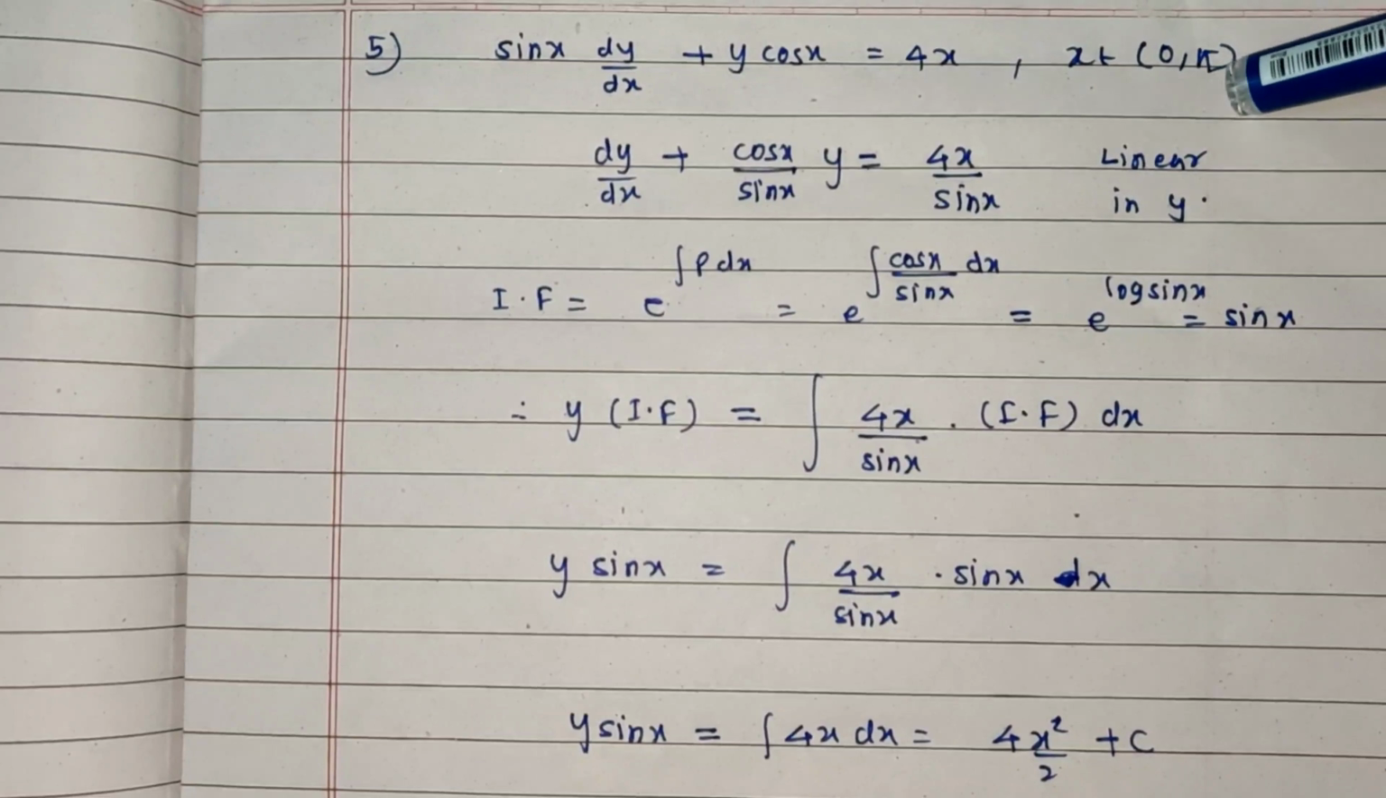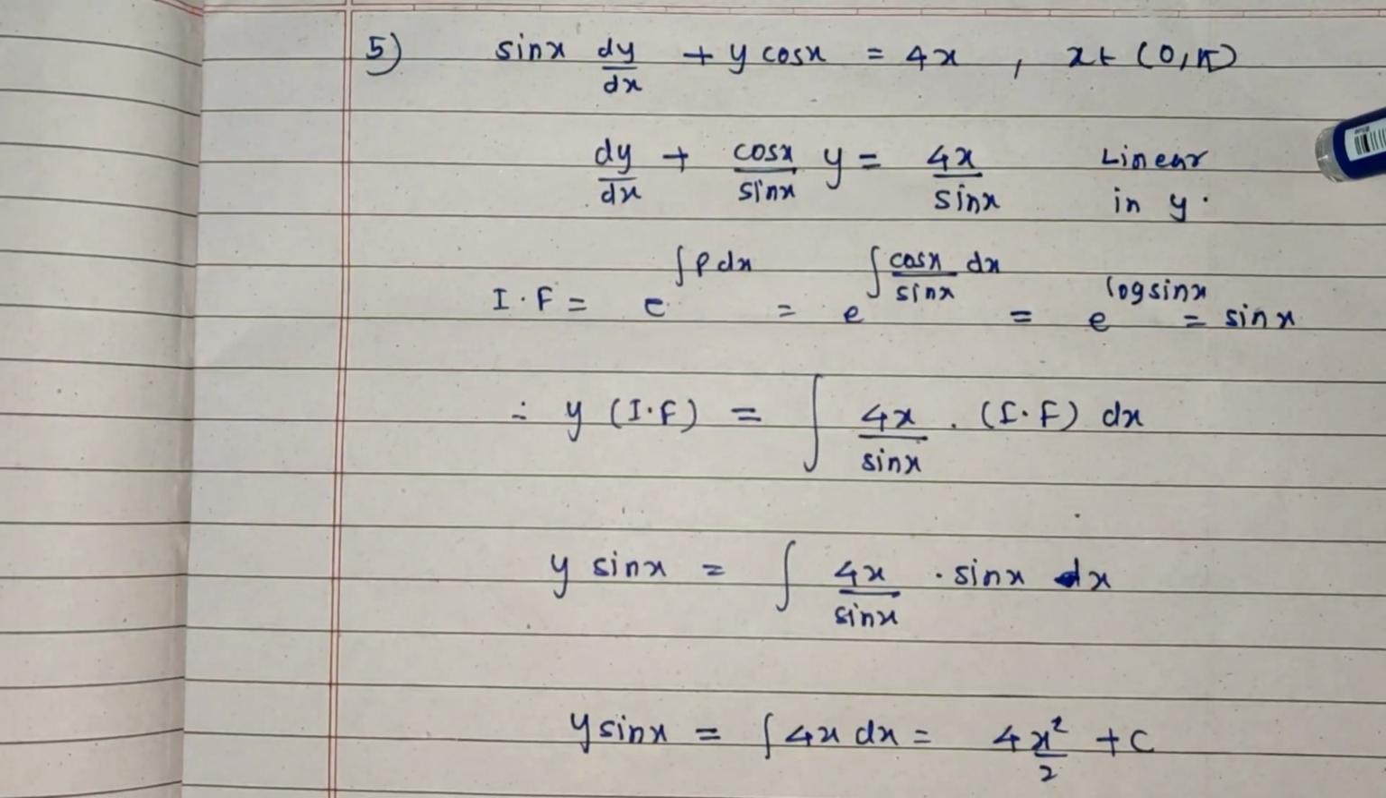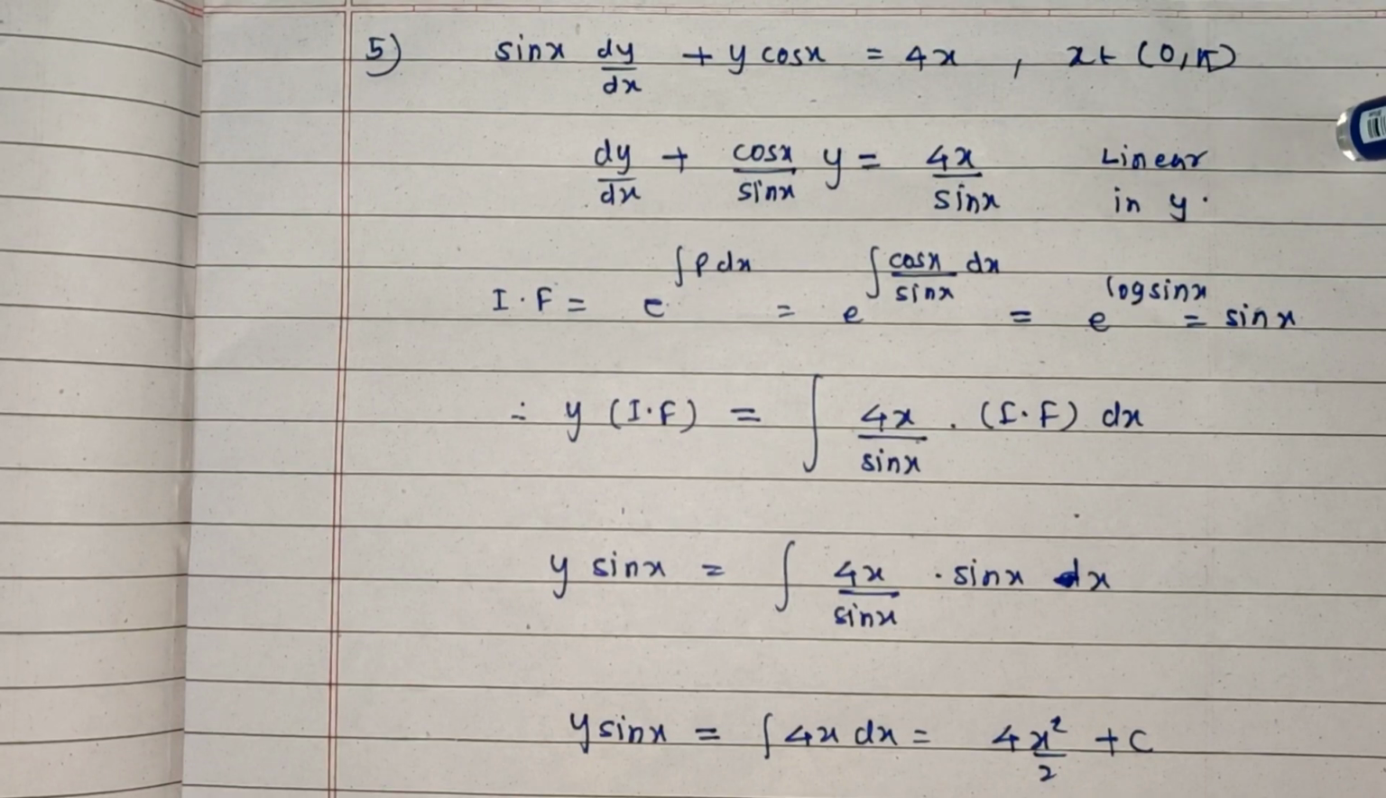डिफरेंशियल इक्वेशन दिया है और इनिशियल कंडीशंस दिए हैं, y ऑफ पाई बाय 2 = 0, मतलब x is pi by 2, y is 0, ये कंडीशन दिया है और you are asked to find y of pi by 6. So let us do it.